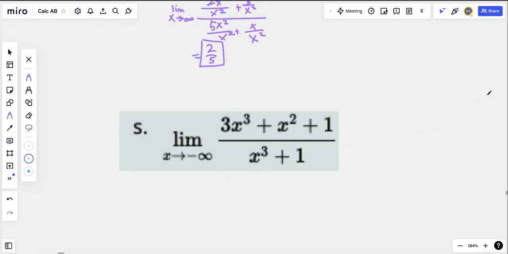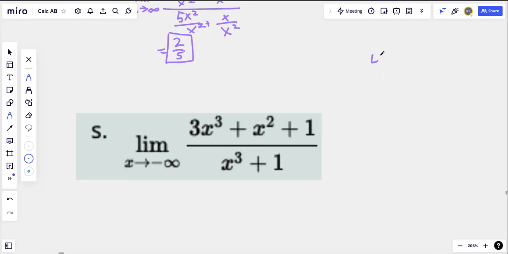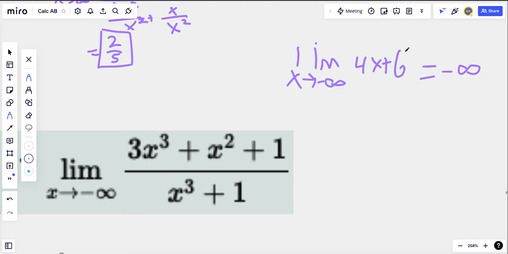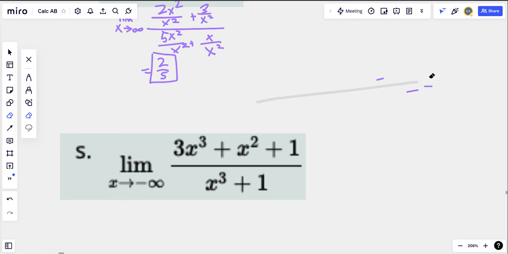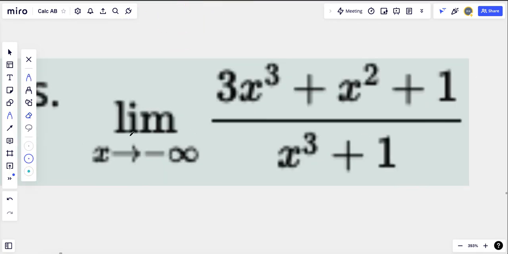It's just for questions where they ask you something like 4x plus 6, let's say. I'm just making this up. 4x plus 6 as x goes to negative infinity. This is equal to negative infinity, but you can just tell that by plugging in a really, really large negative number, like negative billion or something. You get a really large negative number. It's approaching negative infinity. So just make sure you're paying attention to what you're approaching.